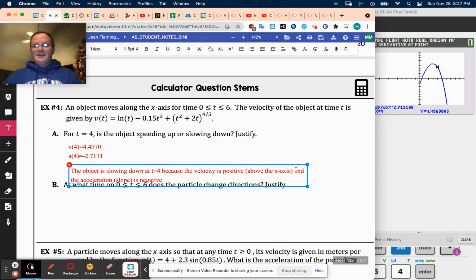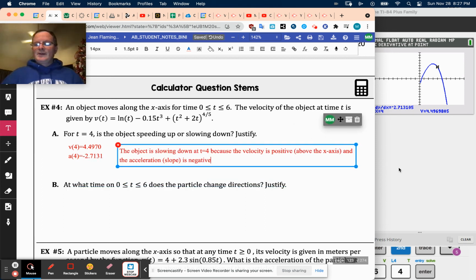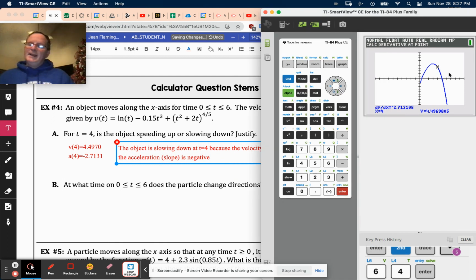which is kind of a good skill to have, because they may ask those particular values, and they didn't. We could have just looked at the graph and seen all that. It's above the x-axis, so velocity is positive. It's going down, so the slope is negative at that moment. And that answers it. But we went a little bit further.